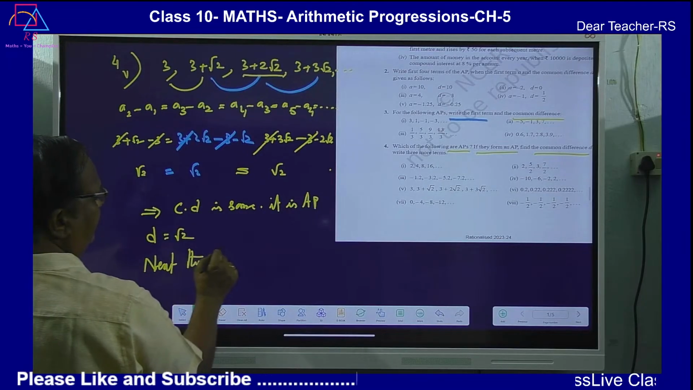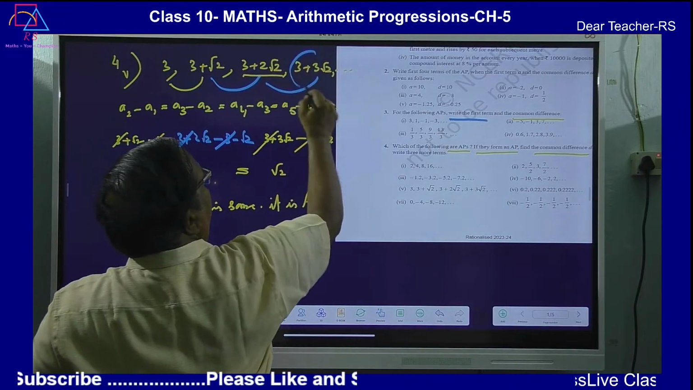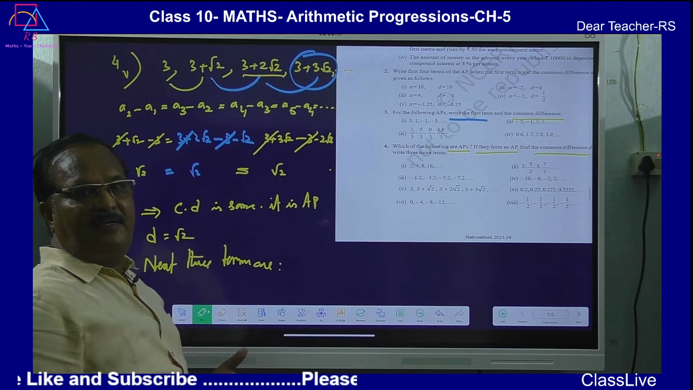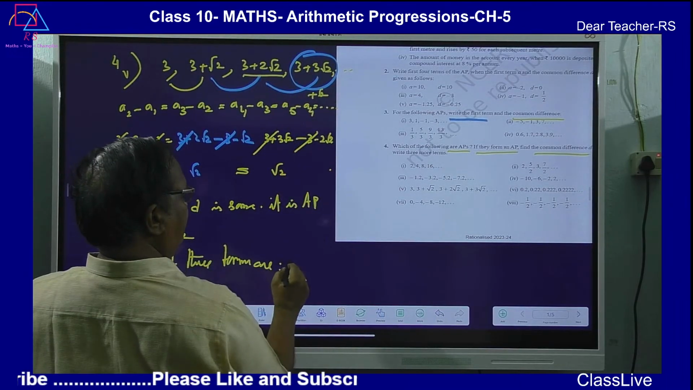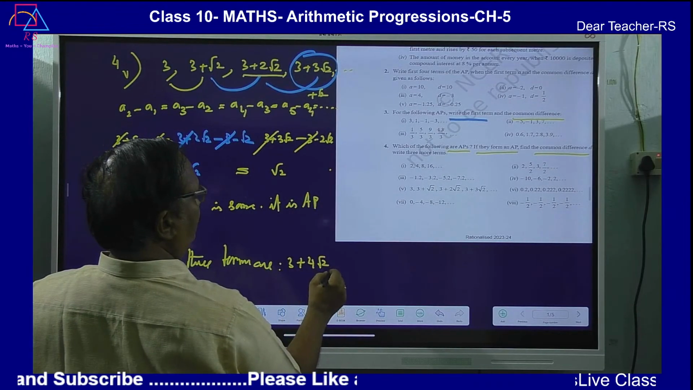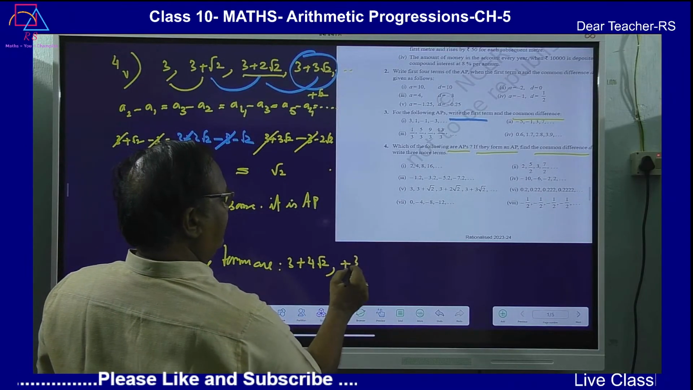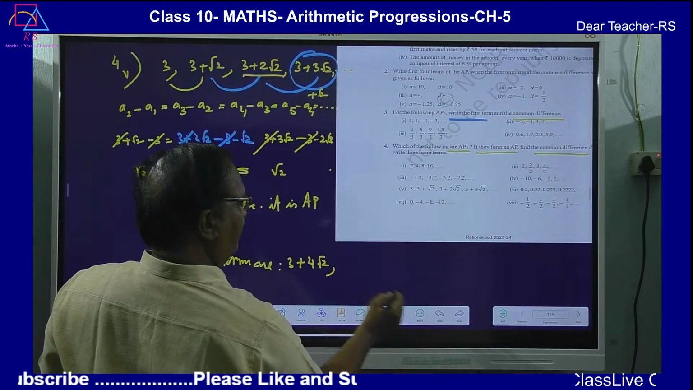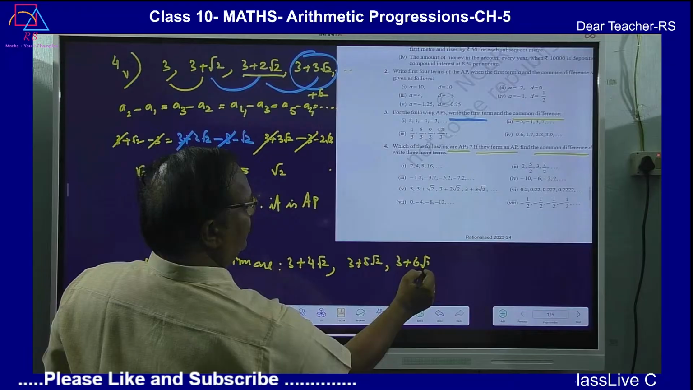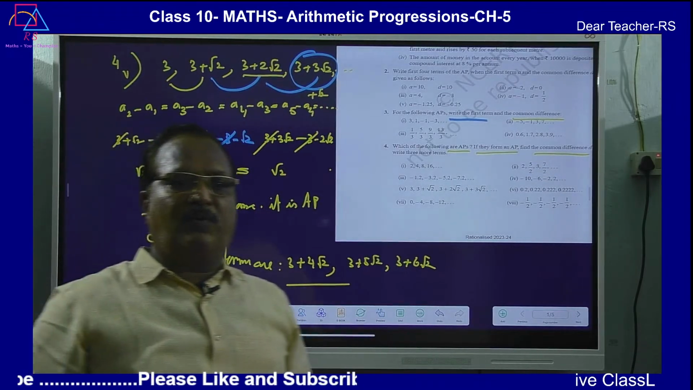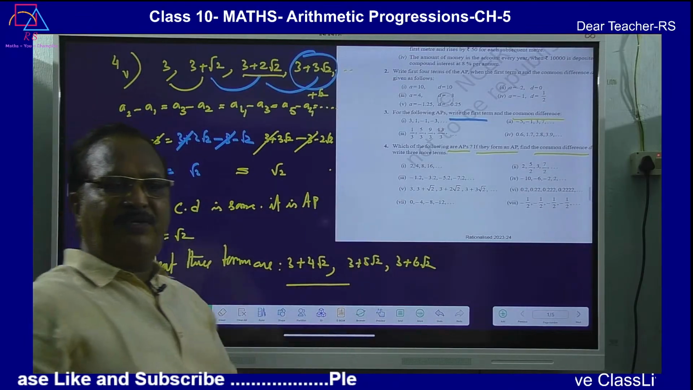The next 3 terms: you have to take the last term and add the common difference to that. So 3 plus 3 root 2 plus root 2 is equal to 3 plus 4 root 2. Next, add d, root 2, so 3 plus 5 root 2 and 3 plus 6 root 2. Now very simple, you do the rest of the questions by yourself.